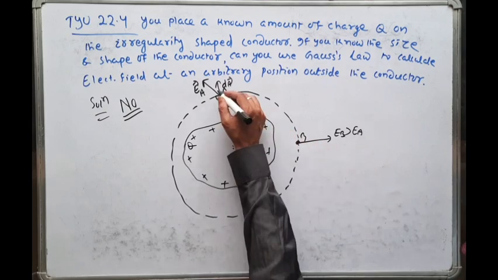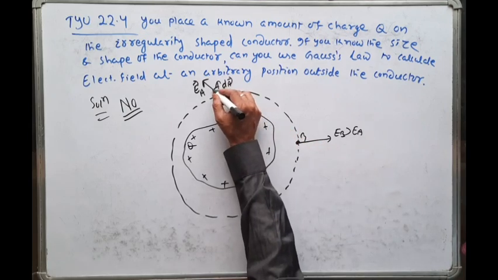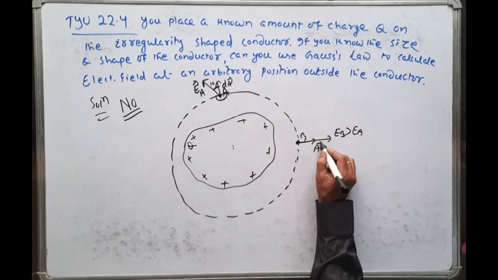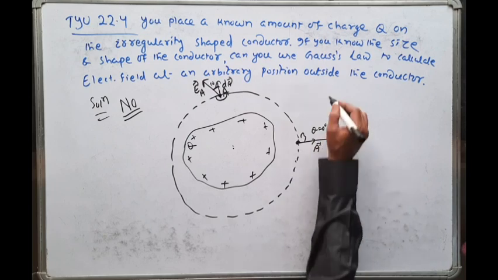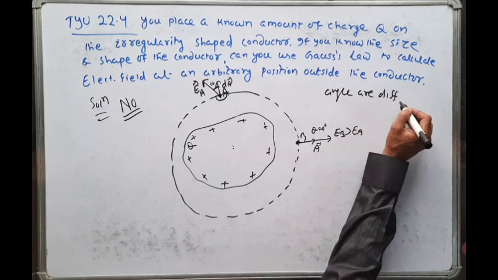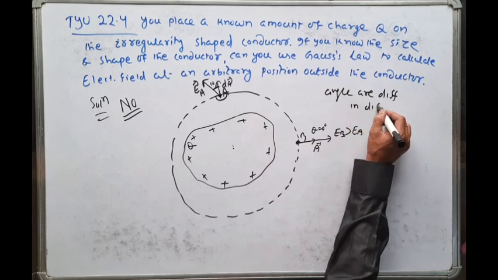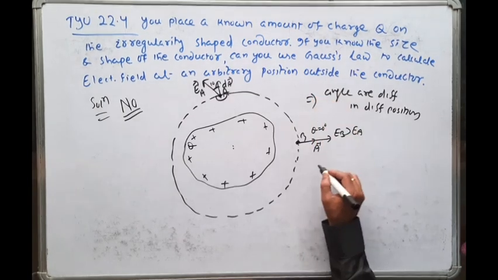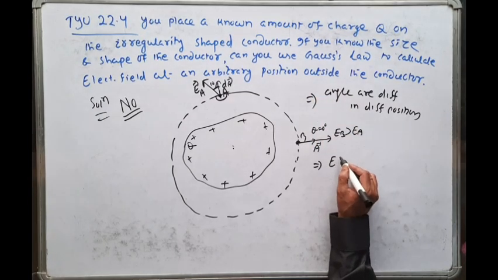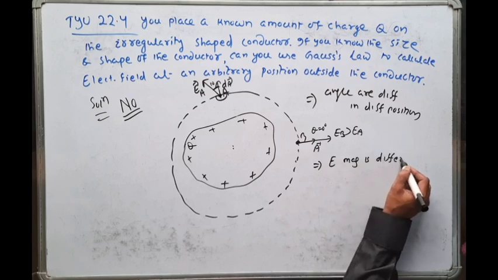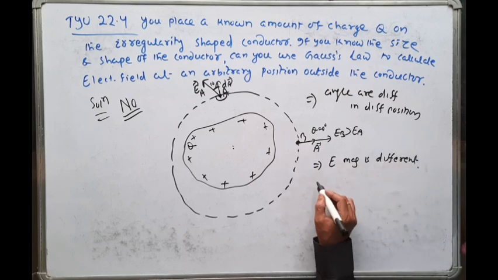Let us say the angle is 10 degrees at one point, while at another point the angle between area vector and electric field is 0 degrees. So the angles are different at different positions. At the first point and the second point, the electric field intensity magnitude is also different, not the same. So in that case, we cannot apply Gauss law.